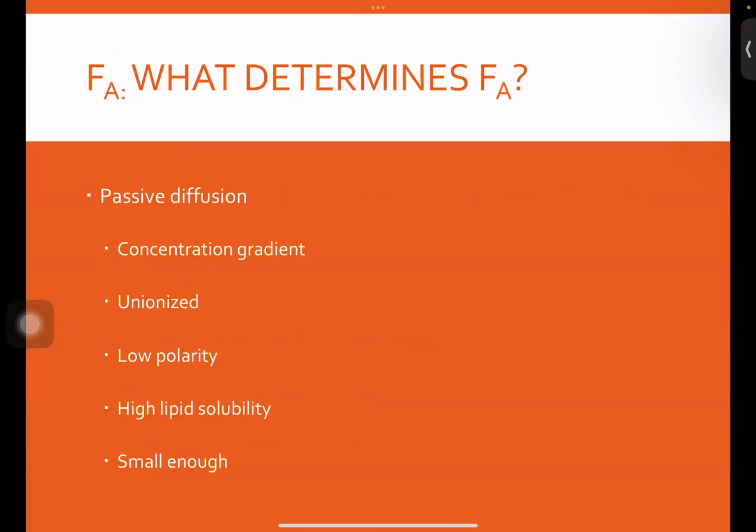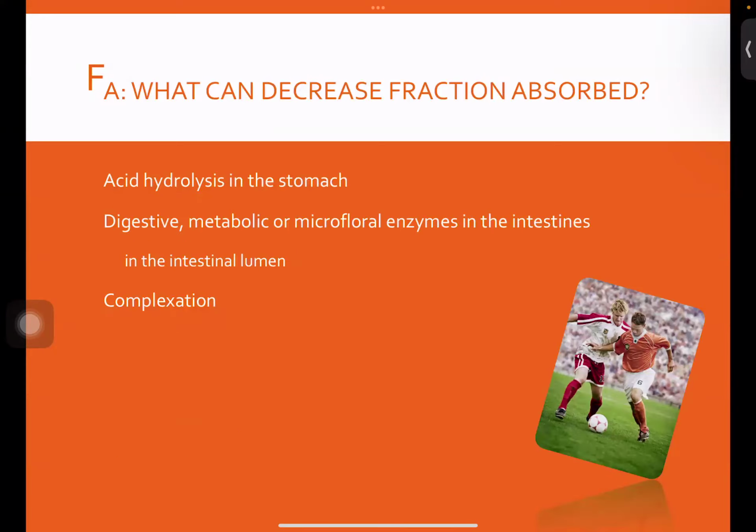So what determines FA? FA, remember we talked about, is passive diffusion. It follows the laws of passive diffusion. There has to be a concentration gradient because that's what powers it. It has to be unionized, has to be lipid soluble, and has to be small enough. So what can decrease the fraction absorbed?